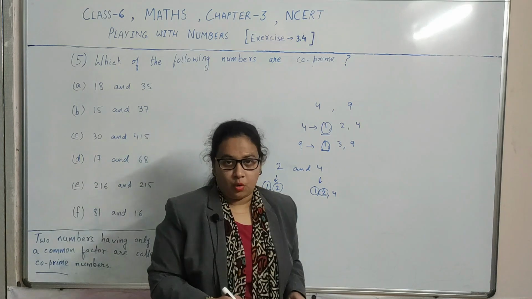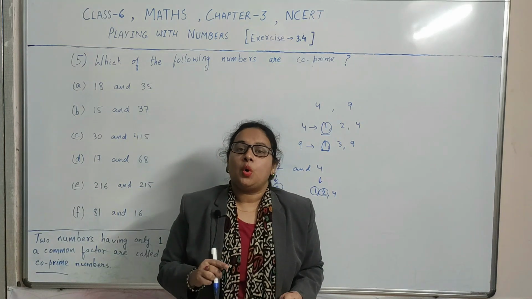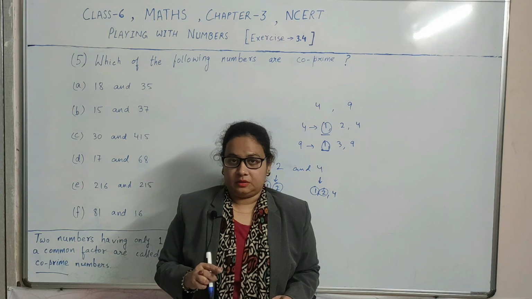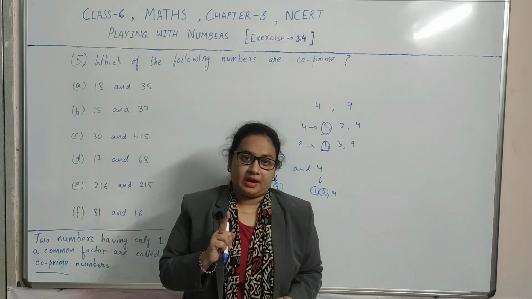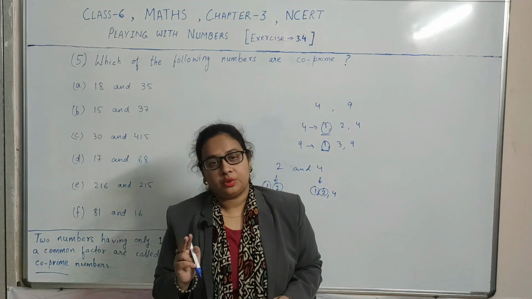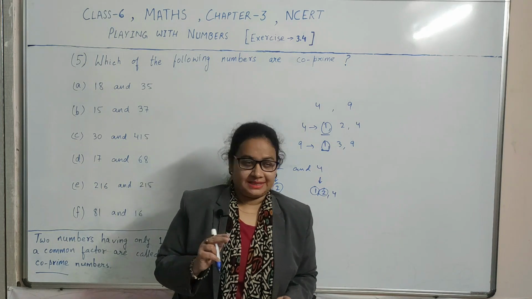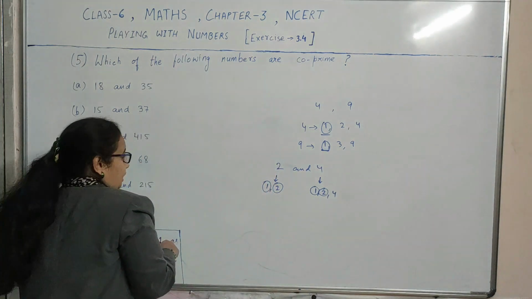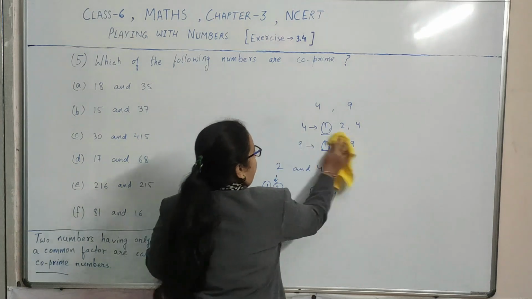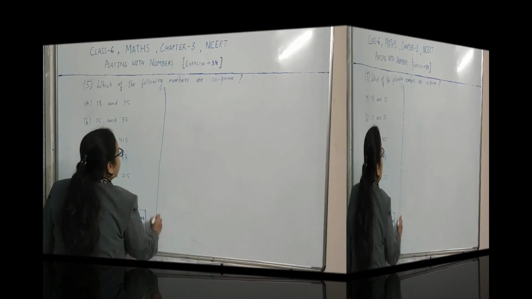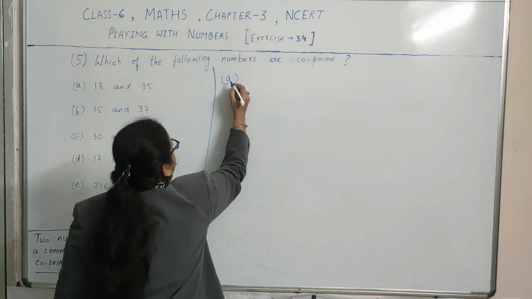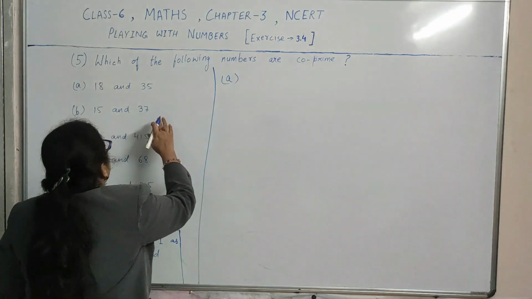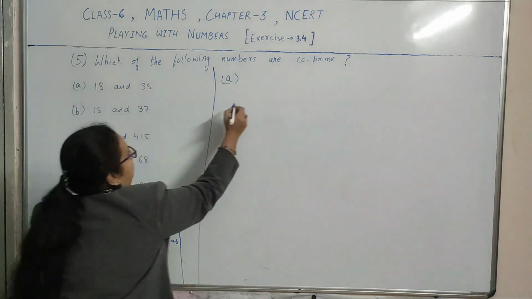So, understood what co-prime is. Co-prime numbers should have only one common factor. Only one should be the common factor of the two numbers, then those two numbers will be co-prime numbers. Understood? Now let us do the questions one by one. I will put a margin here and do the solutions here. I will do the solution of question A first.